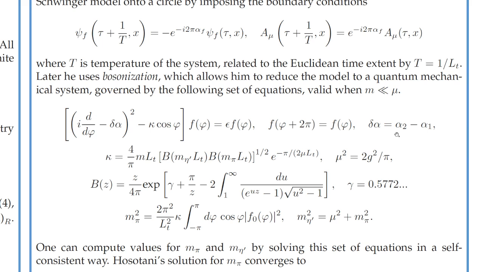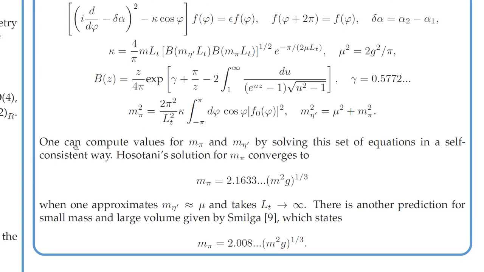So, now, if one calculates the ground state of this differential equation here, Hosotani found that by using these equations, one can determine the pion mass and the eta prime mass when m is much smaller than mu. And when the fermion mass is equal to 0, we expect the pion to become massless and the eta prime to converge to mu. This is not an exact solution, but we still compute the numerical values by finding a self-consistent solution to this system of equations, and we compare the outcome with the results from lattice simulations.